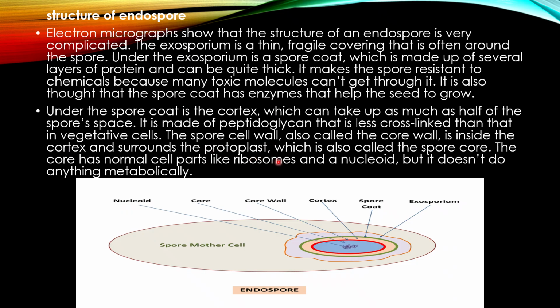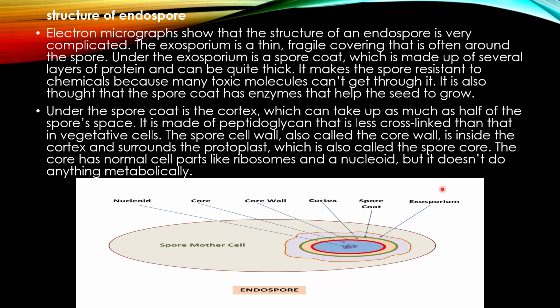Then the spore cell wall, also called the core wall, is inside the cortex and surrounds the protoplast, which is also called the spore core. So now under this cortex there is the core wall, and this core wall is the one which is surrounding the protoplast. This blue colored thing is the protoplast, and it is being surrounded by the red colored layer which is called the core wall. We also call it a spore core.